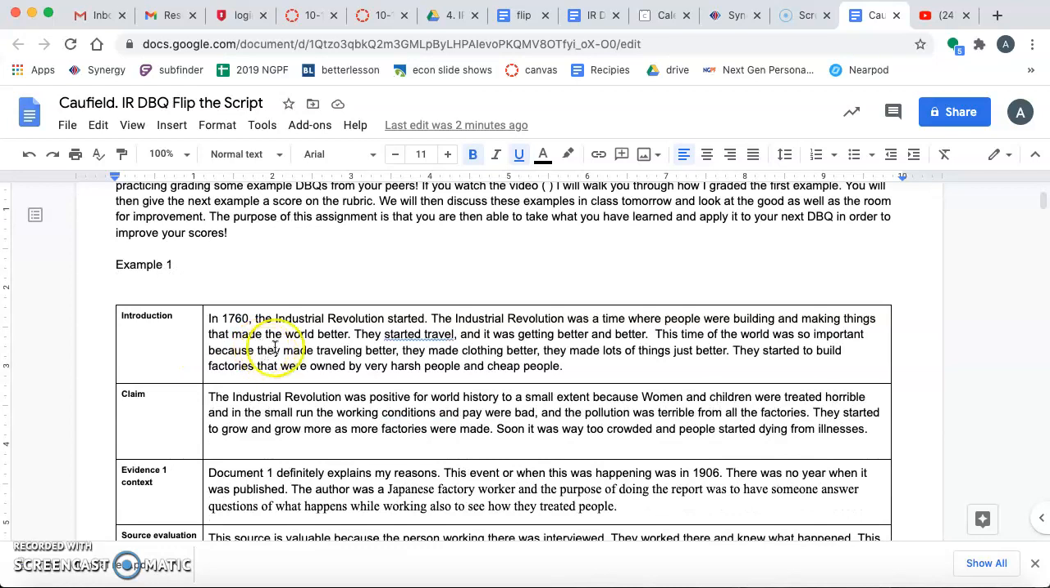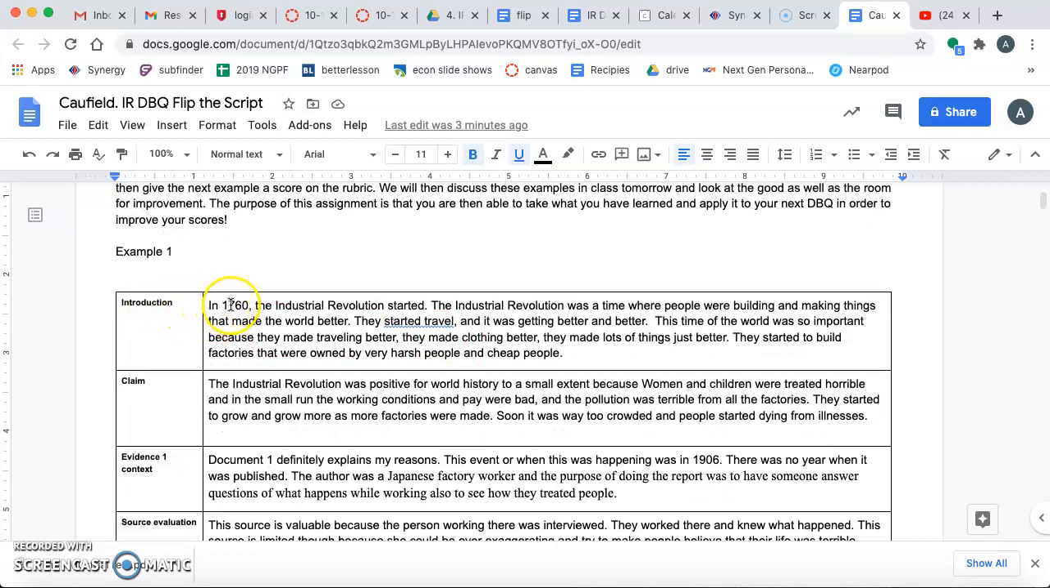Quick reminder that these examples are from your peers. So whenever we're talking about them, yes, we can talk about what they needed to improve, but it should all be in respectful language. So I'll read the first example, and then I'll show you how I grade it.